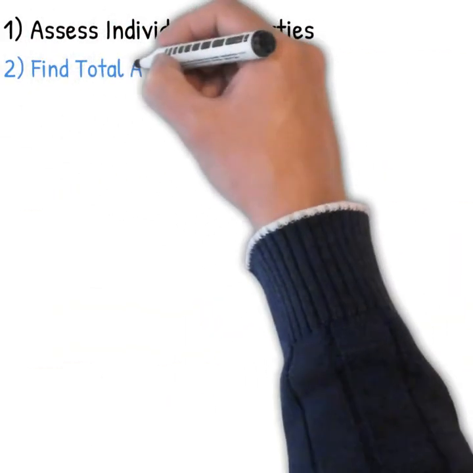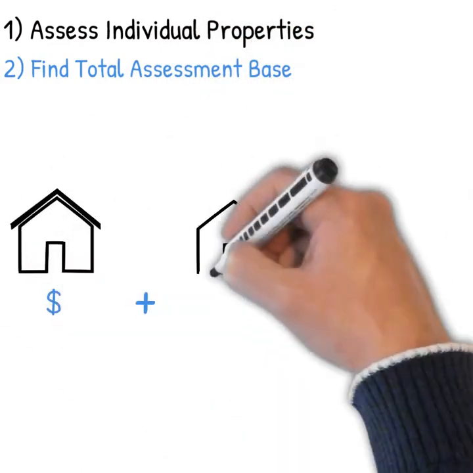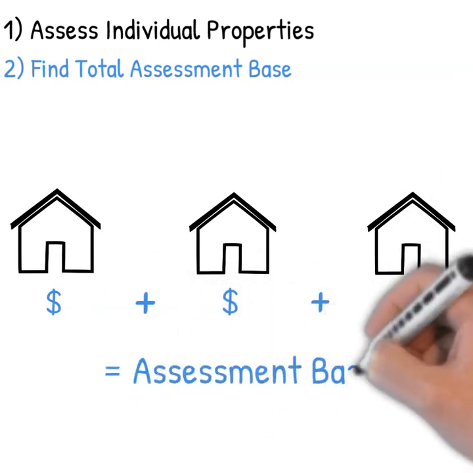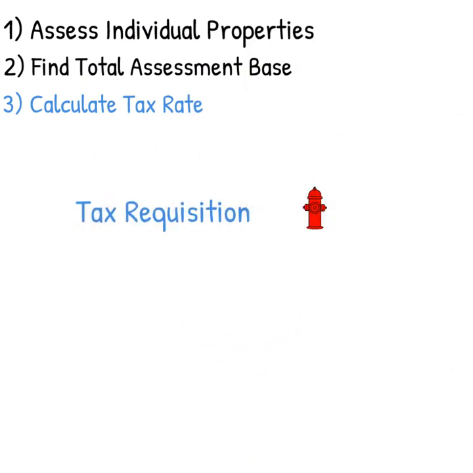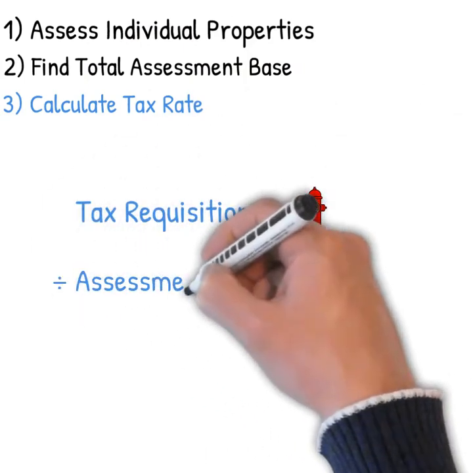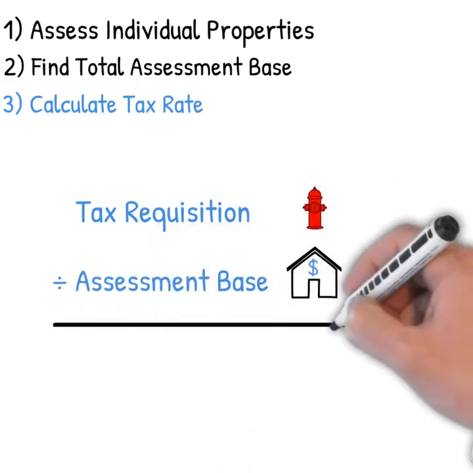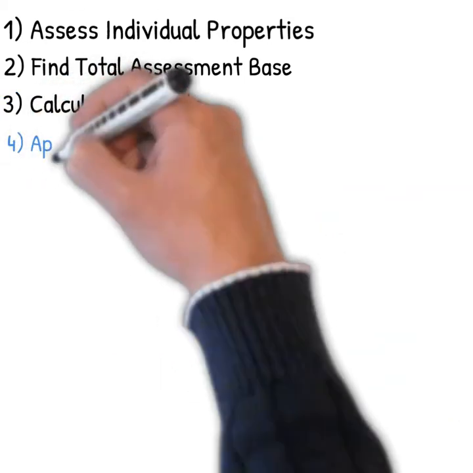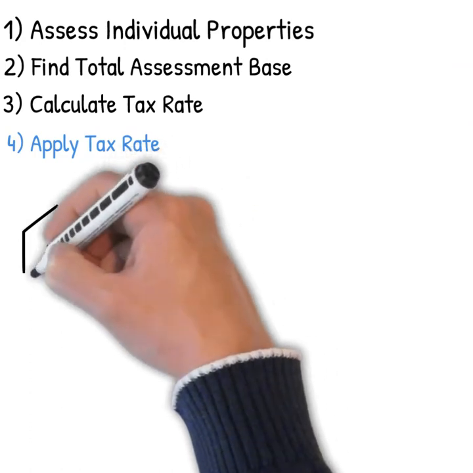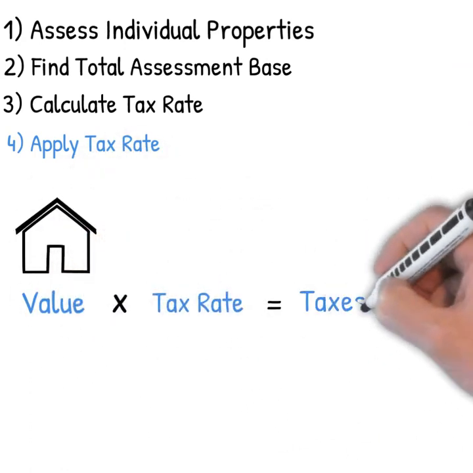Next, we find the city's total assessment base. That's done by adding up the value of every taxable property in the city to figure out their combined value. Then, we calculate a tax rate. We take the tax requisition needed to deliver municipal and provincial services, and we divide by the total tax base created by adding up the value of all the taxable properties. Out of that, we get a tax rate. Finally, the tax rate is applied. For every taxable property, its assessed value is multiplied by the tax rate to determine what it owes in taxes.